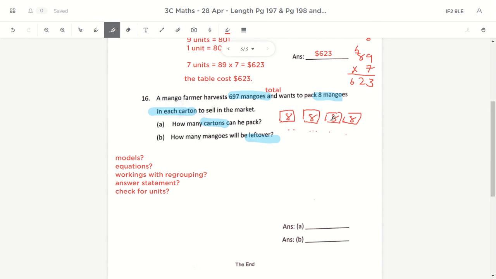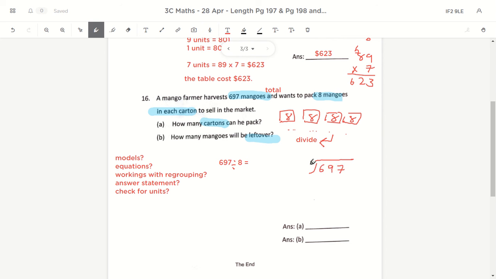So you realize you are packing it. The idea of packing means you need to divide. I hope by now you should know which operation you need to use when it comes to problem solving. So this actually means divide because you're packing it in boxes of 8. So all you need to do, quite simple, 697. Leave some space for the divide by 8. Let's work this out. So it's divide, put it over here.